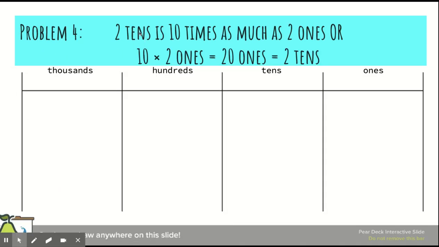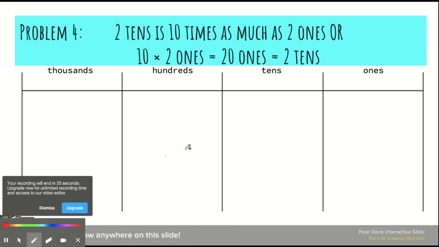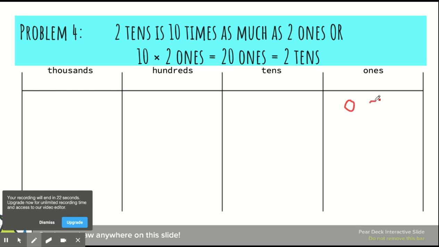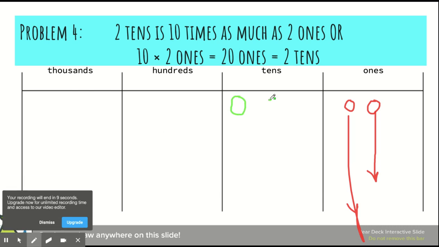So problem 4, we could think of if 2 10s is 10 times as much as 2 1s, so 10 times 2 1s equals 20 1s, or 2 10s. You can represent that by drawing 2 1s, and then continuing to make 10 1s and make 10 1s. So now what you have is 1 10, 2 10. So this would regroup into 20.